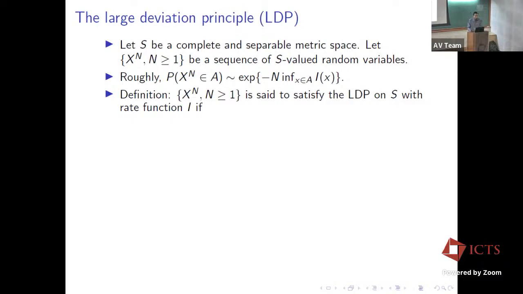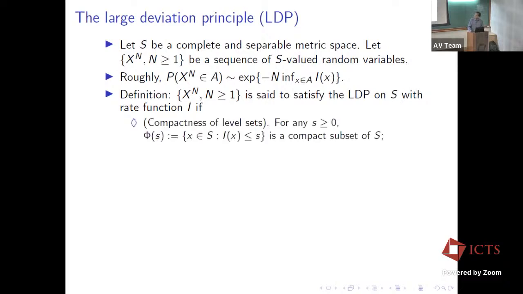So more formally, we say that this sequence of random variables, or measures associated with them, satisfy an LDP on the space S with rate function I if there are three conditions. The first one is that the lower level sets are all compact. So here are the lower level sets associated with the rate function. I is the rate function. This is the lower level set, and that's a compact subset of S.